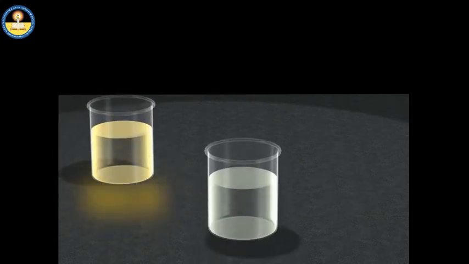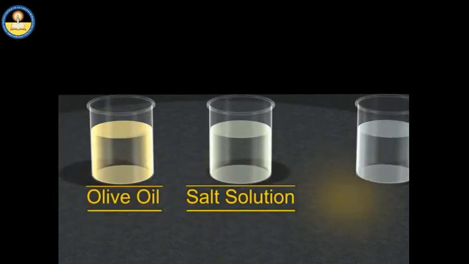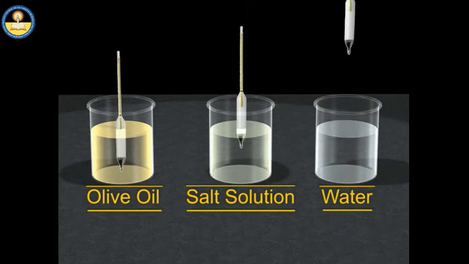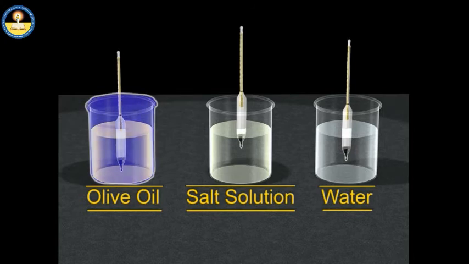Let us take 3 beakers containing olive oil, salt solution and water respectively. A hydrometer is placed in each beaker. The sinking of the hydrometer shows the density of the liquid. As in the case of olive oil, it sinks most. That is, the buoyant force in olive oil is less. Hence, the density of olive oil is also less.